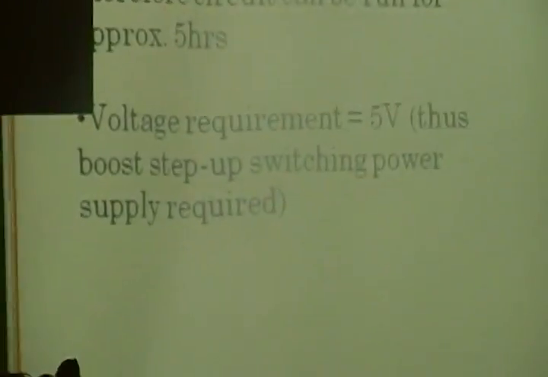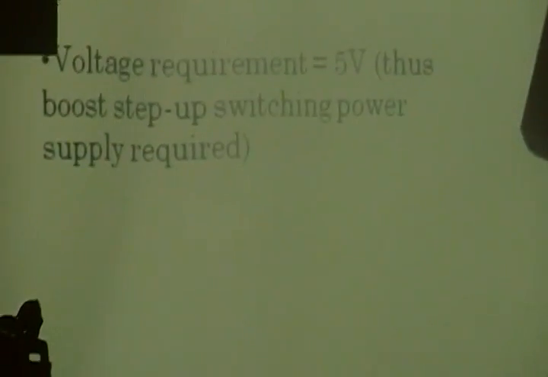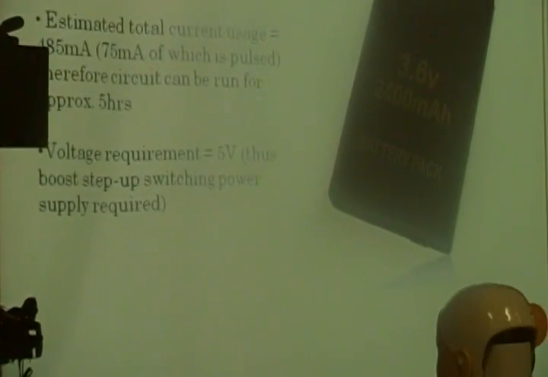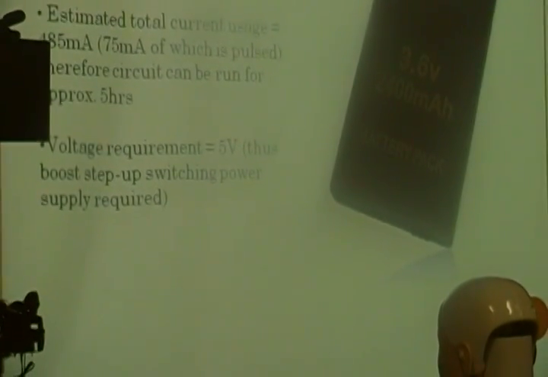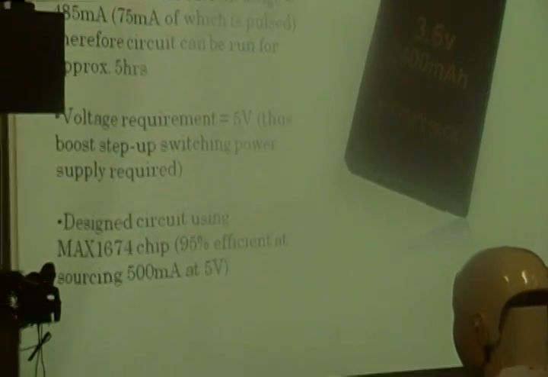Next is the voltage requirement. Our system requires 5 volts. As you can see, the PSP battery gives us 3.6 volts, which is not enough for our system. Thus, we are required to boost it up with a step-up switching mode power supply. So we use the Maxim 1674 chip to boost up our system. The reason we use it is because it has 95% efficiency at 500 milliamps with 5 volts.